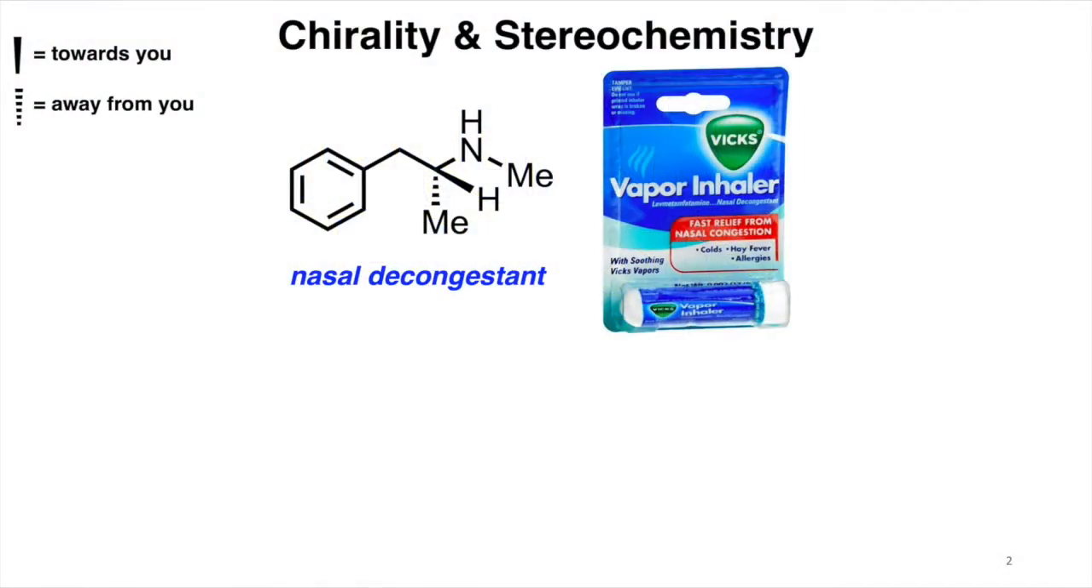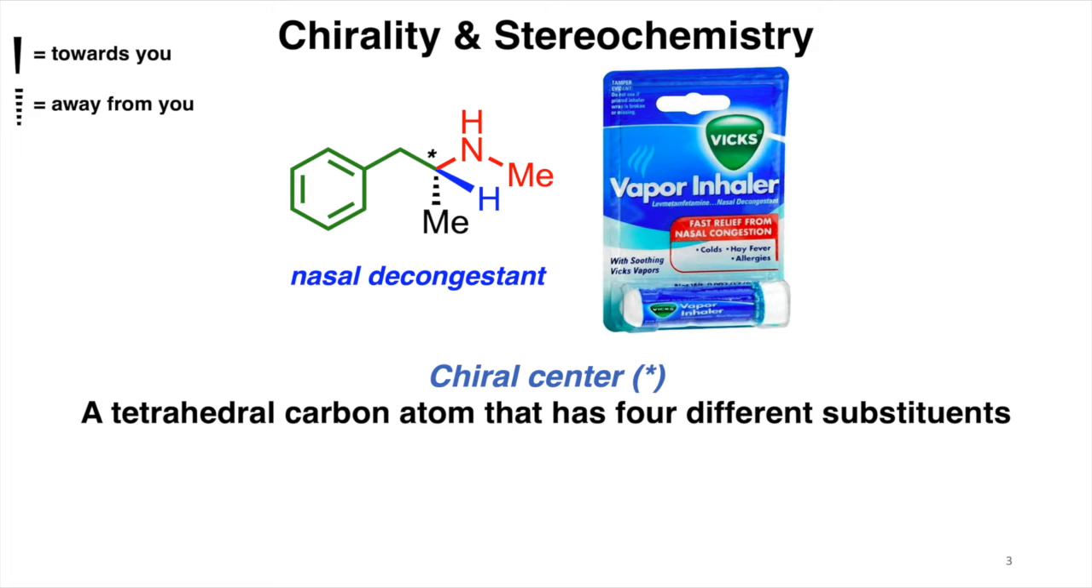So one of the components of Vicks vapor inhaler is this molecule shown here. It's very commonly seen in many nasal decongestants. But if you look more carefully at this molecule, you'll notice that it has 4 different substituents around the center carbon atom, shown by an asterisk mark. When a tetrahedral sp3 hybridized carbon atom has 4 different substituents around it, it's called a chiral center.